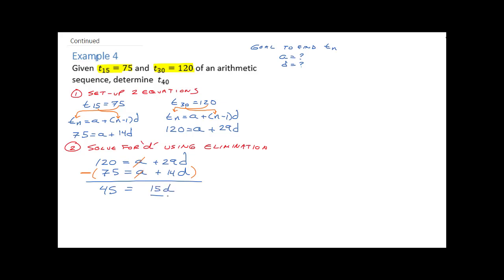All right, now I just got to divide both sides by 15. We got an equation here, right? 45 equals 15D, and we get 3 is what D is. Cool. So we just found out a big piece of the information we needed. We needed to know what D is. Now we just got to go and figure out A.